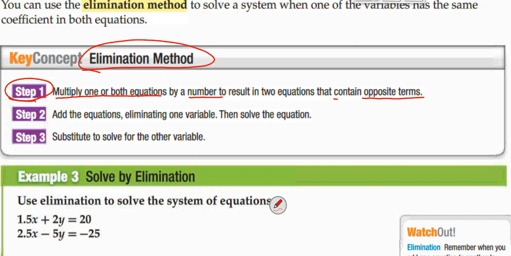So one's going to have 5x, one's going to have negative 5x. And then we add the two equations. That will eliminate one variable and solve for that variable. And then substituting back in to one of the original equations to get the second variable to solve for.